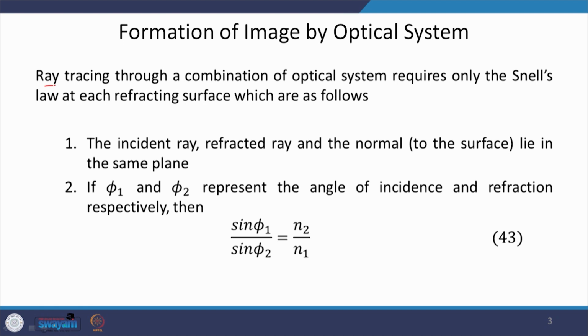Now, ray tracing through a combination of optical systems requires only Snell's law. If we know what Snell's law is, then we can easily trace the path of the ray in any type of medium with varying refractive index, whether the medium is homogeneous or inhomogeneous, it does not matter. And if we have some optical system, suppose we have a lens, then too, if we know how to implement Snell's law, then we can easily trace the ray through a single lens or through a combination of lenses. Everything would be very easy.